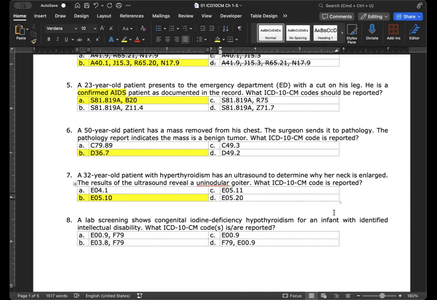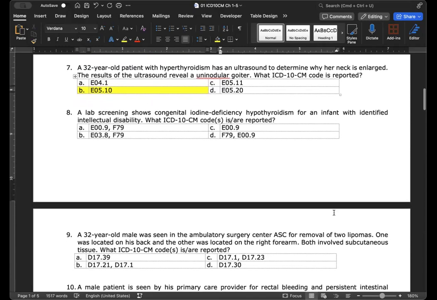Okay. Any other questions? Okay. Let's do number 8. A lab screening shows congenital iodine deficiency hypothyroidism for an infant that is identified with an intellectual disability. What ICD-10-CM code or codes are we going to report?